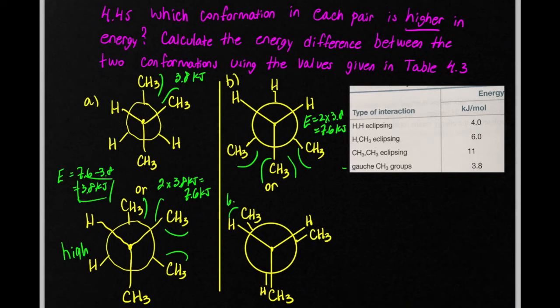Down here on the bottom, we have some eclipsing or torsional strain. So we have a hydrogen and a methyl. That's worth 6 kilojoules per mole. We have a hydrogen and a methyl. That's worth 6 kilojoules per mole. And we have a hydrogen eclipsing a methyl, which is worth 6 kilojoules per mole. So that's a total of 18 kilojoules.